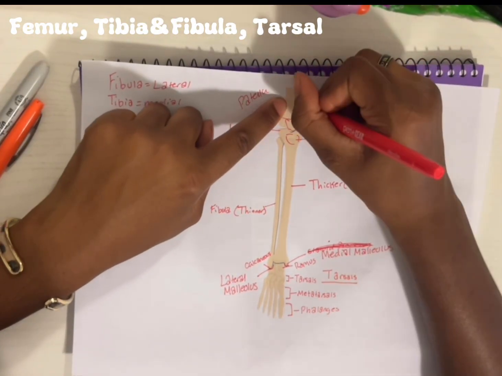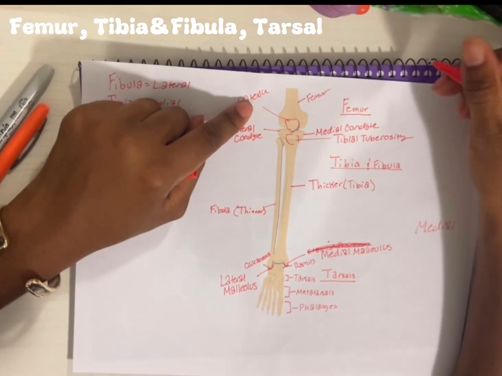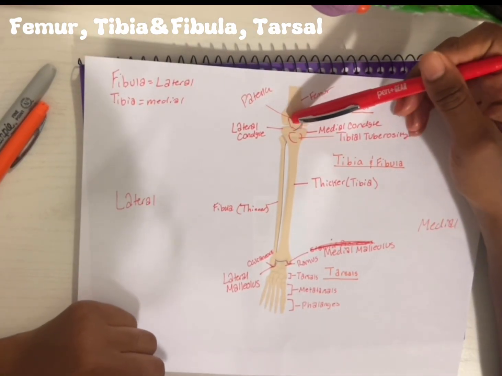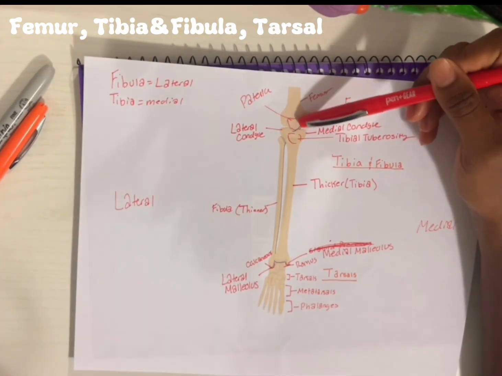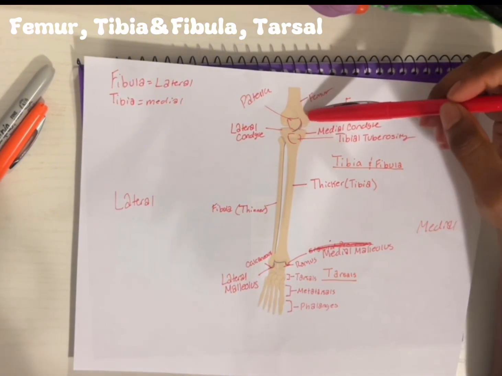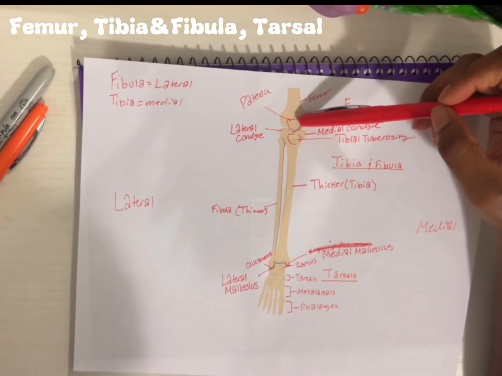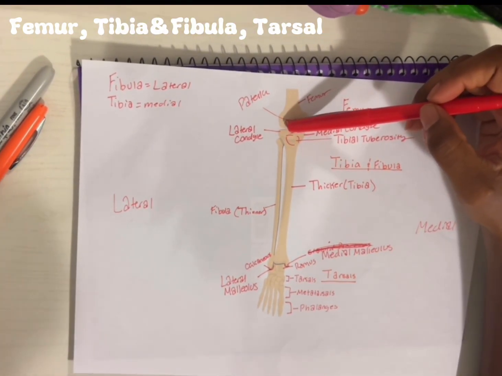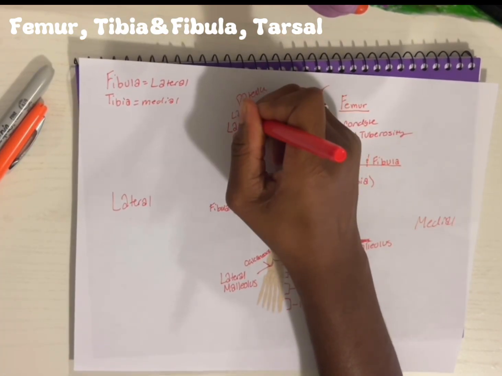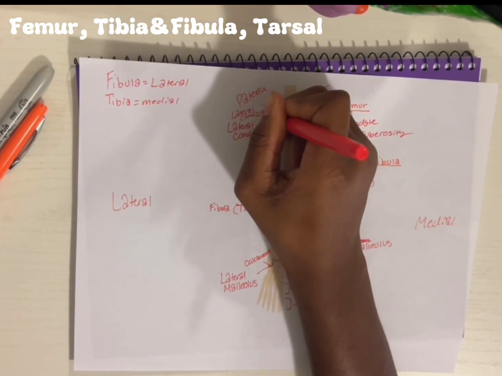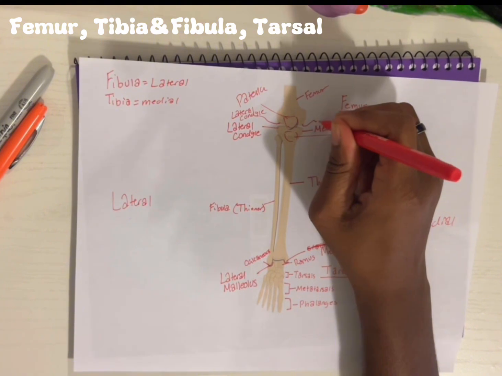And this up here is the femur. So the patellar surface, if the patella wasn't here, the patellar surface would be right back here. If the patella wasn't here, the patellar surface would be behind here. The patella is on the patellar surface. We have down here lateral condyle, medial condyle down here.